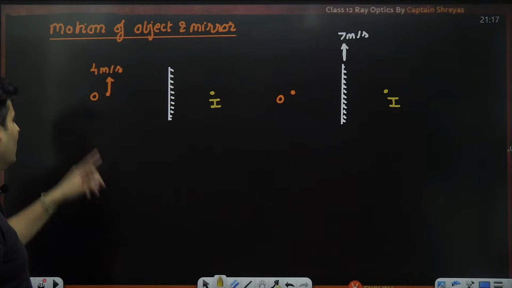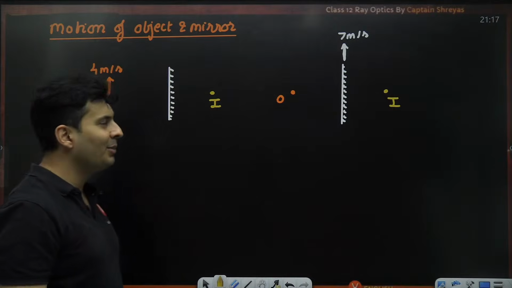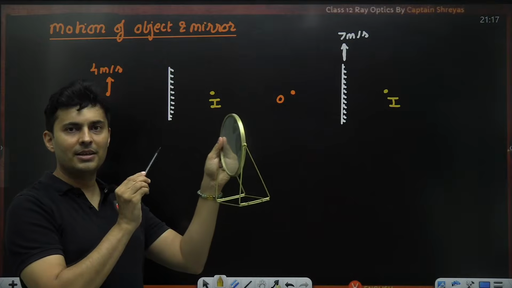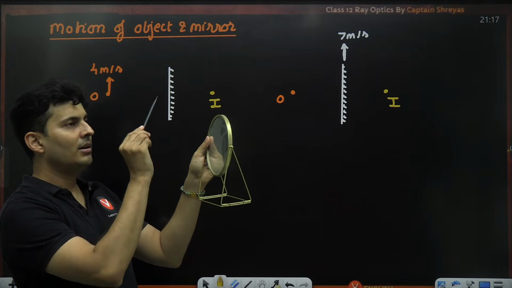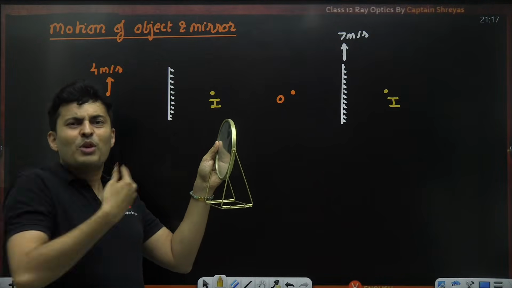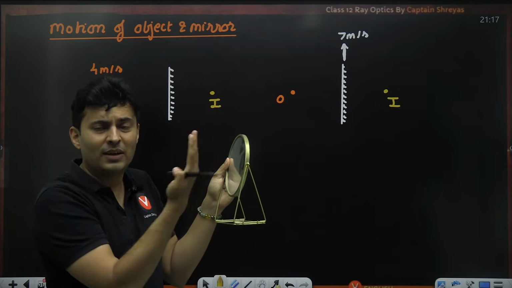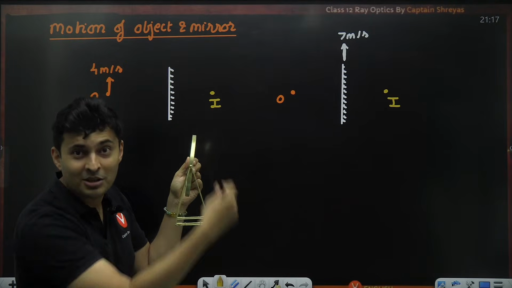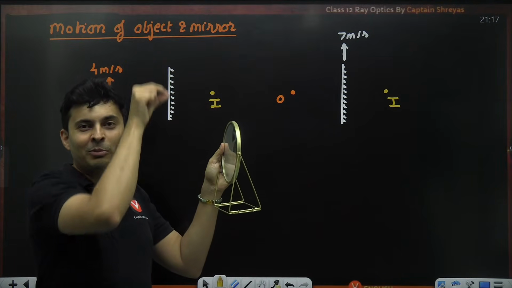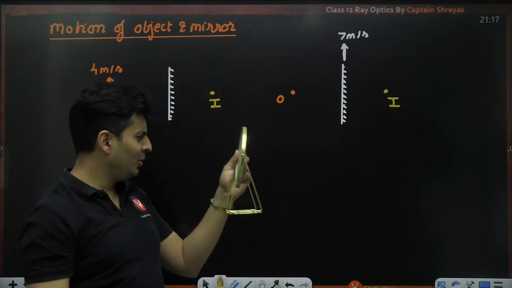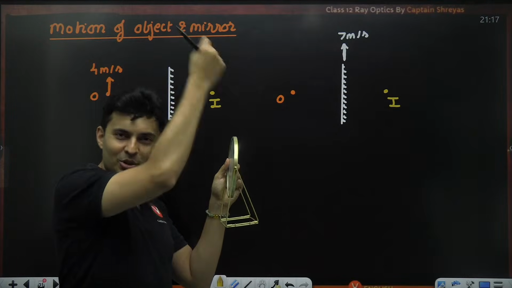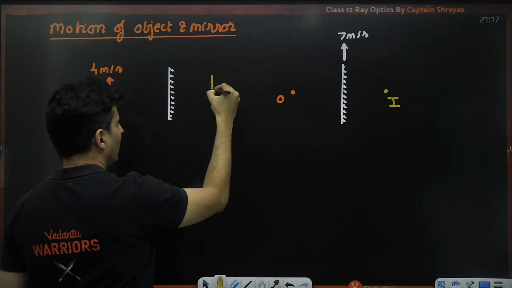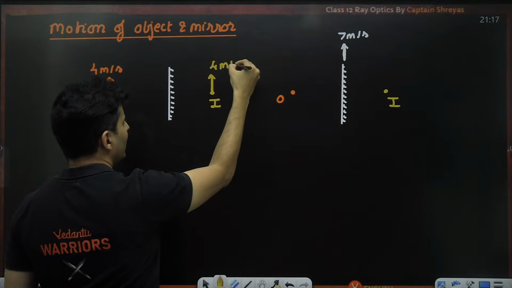How about this scenario? I am moving like this. Where will the image move? Interesting. So imagine there is an object here in front of the mirror. The object goes up. Where will the image behind the mirror go? If you have a mirror in front of you right now, or a reflecting surface, just try it out. Object goes up, the image behind should not go down. Don't say, sir, it will go opposite. Imagine you are moving a pen or that object up, the image goes down, you will be like, what? What the hell is happening? The image should also go up at the same pace. Yes, it should go up like this at 4 meters per second.